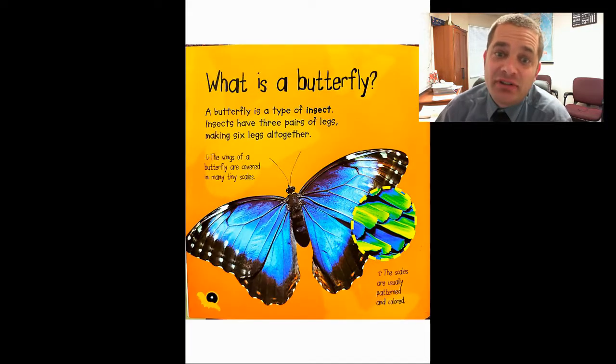What is a butterfly? A butterfly is a type of insect. Insects have 3 pairs of legs, making 6 legs altogether. The wings of a butterfly are covered in many tiny scales. The scales are usually patterned and colored.